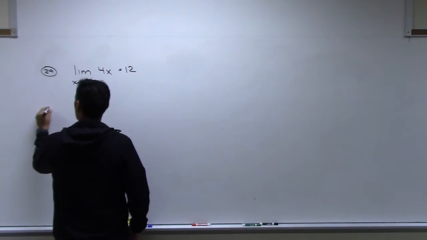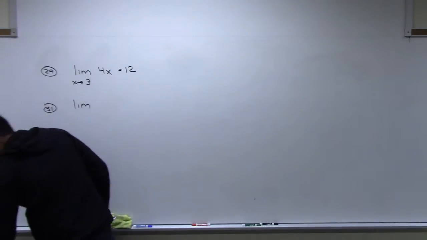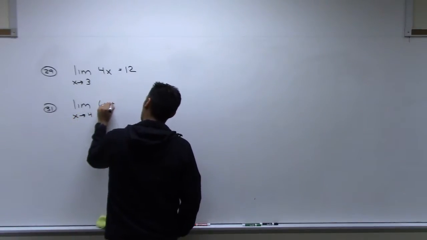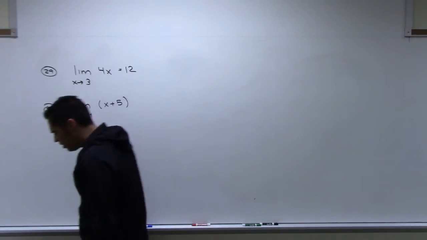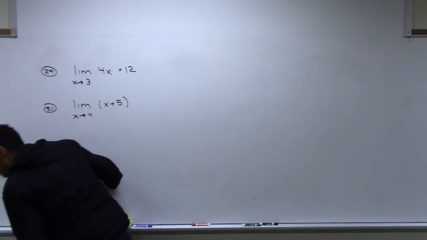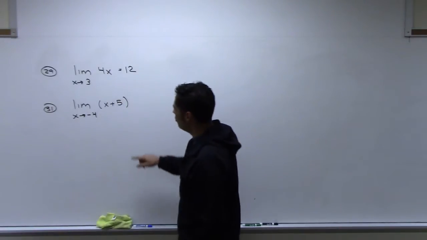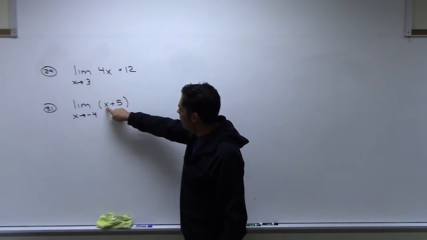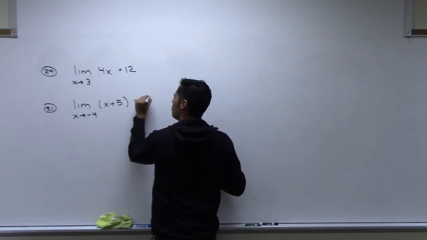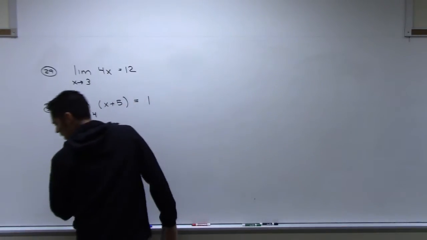Same with this next one, 31. Limit as x approaches negative 4 of the quantity x plus 5. So I'm just going to try direct substitution in here. What would happen if I replace x with negative 4? Negative 4 plus 5, that's 1. That's not a problem. No division by 0, no weird expression. We're happy. We keep going.